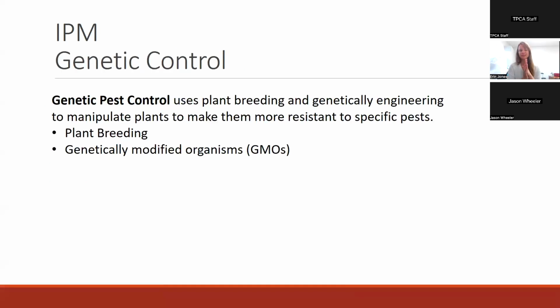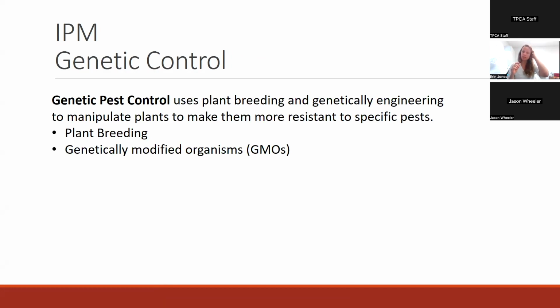And then we get to genetic control. So this is where we see our genetically modified organisms. There's a lot of controversy with them, if they are okay for us to consume or not. Most corn that we consume is genetically modified with the BT that I mentioned earlier. If we didn't have BT, I don't think we would have corn because our corn pests are so extreme.